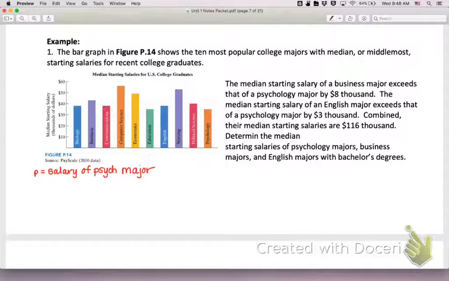Since the other two are described in terms of a psychology major, we don't need 3 variables. We can use the value of P to determine the other two. So we know that a business major makes $8,000 more. So we can call that P plus 8. That's going to be the salary of a business major. And then an English major makes $3,000 more than that.